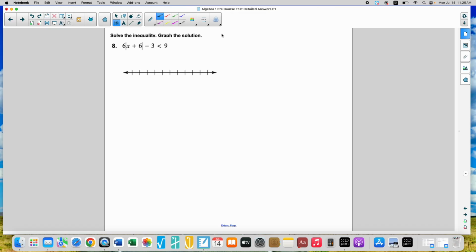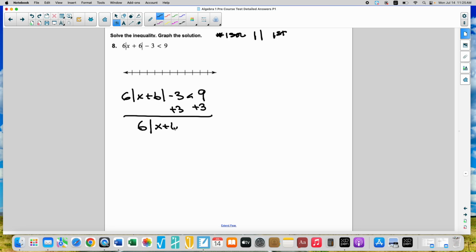Absolute value, remember, isolate the absolute value first. So we have 6 times the quantity of the absolute value of x plus 6 minus 3 is less than 9. This is an absolute value inequality. We still isolate: 6 times the absolute value of x plus 6 is less than 12. Divide by 6. Now we have the absolute value of x plus 6 is less than 2.